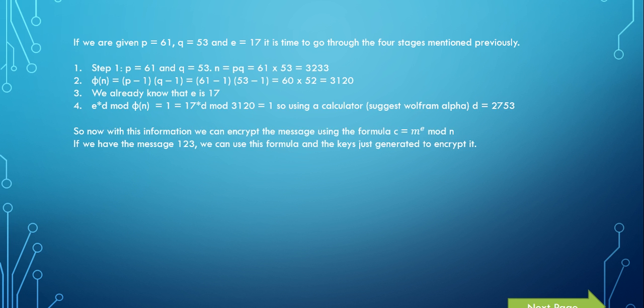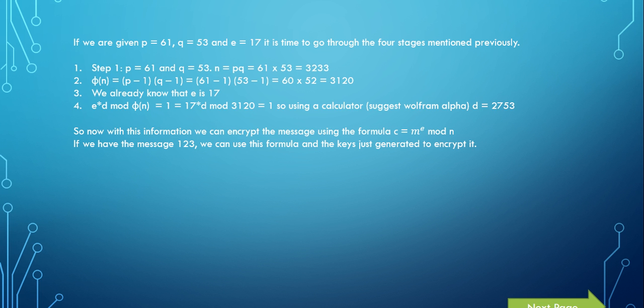So now with this information we can encrypt the message, and we must use the formula C equals M to the power of E mod N. So let's say we're trying to encrypt the message 123. We use this formula, which is global. This is used throughout the whole of RSA, with the keys that we just generated to encrypt it. So we already know that E is 17. We've got our public key, we have our private key.